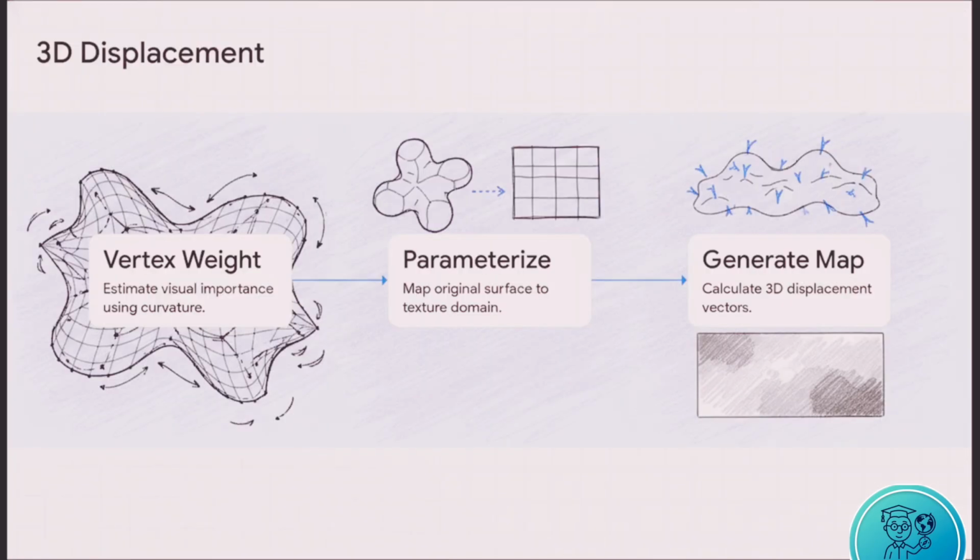So how does this actually build into a software pipeline? Well, the 3D displacement algorithm consists of 3 strictly procedural stages. Step 1, vertex weight estimation. Step 2, parametrization. And Step 3, map generation. Let's break these down one by one.